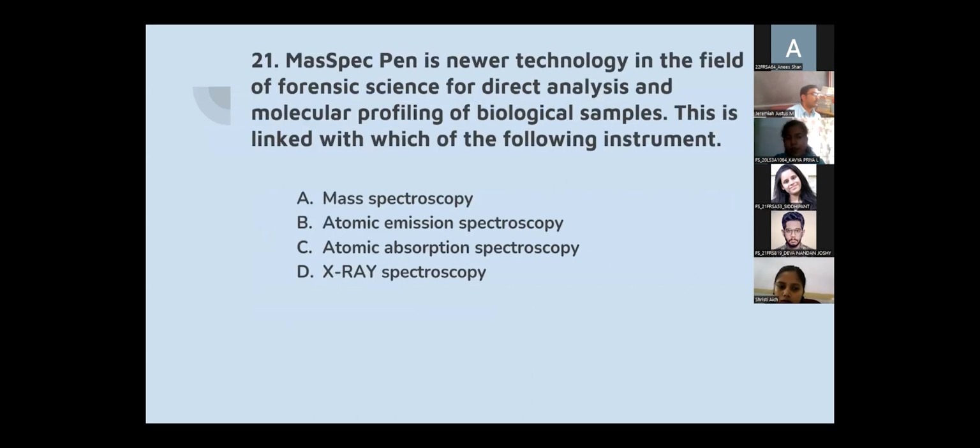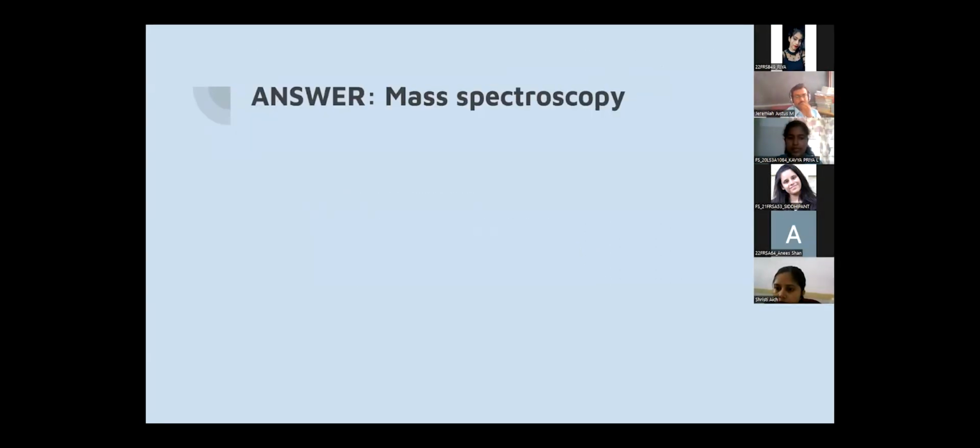MasSpec Pen is a newer technology in the field of forensic science for direct analysis and molecular profiling of biological samples. This is linked with which of the following instruments? Option A, mass spectroscopy. Option B, atomic emission spectroscopy. Option C, atomic absorption spectroscopy. And option D, X-ray spectroscopy. The answer is mass spectroscopy.